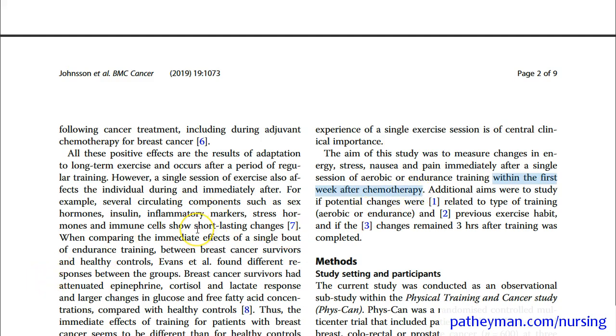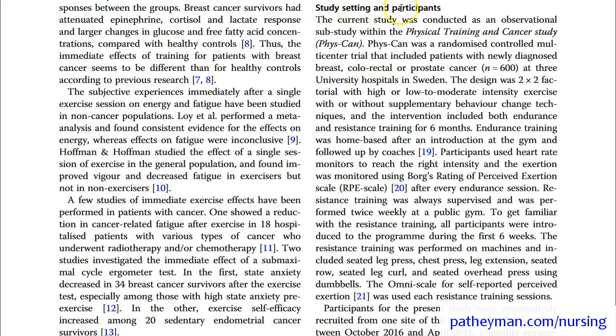Now we're going to look in a little more detail at the population of interest. Under study setting and participants, we can see that this was conducted as an observational sub-study within the larger physical training and cancer study, PhysCan. PhysCan was a randomized controlled multi-center trial that included patients with newly diagnosed breast, colorectal, or prostate cancer at 3 university hospitals in Sweden. So there was a bigger trial, actually a clinical trial, that did this.